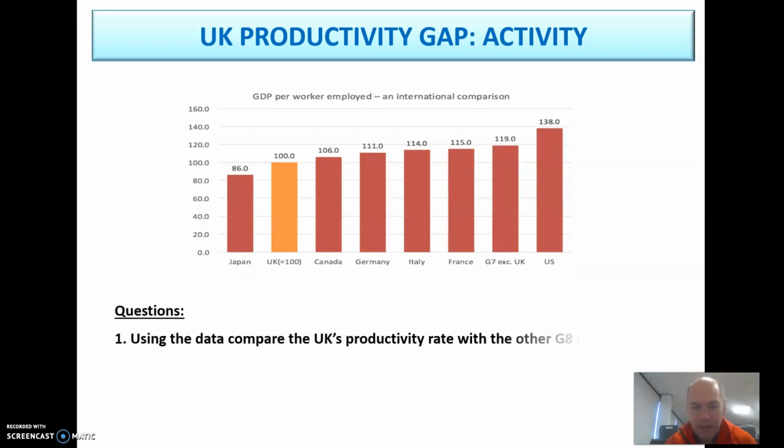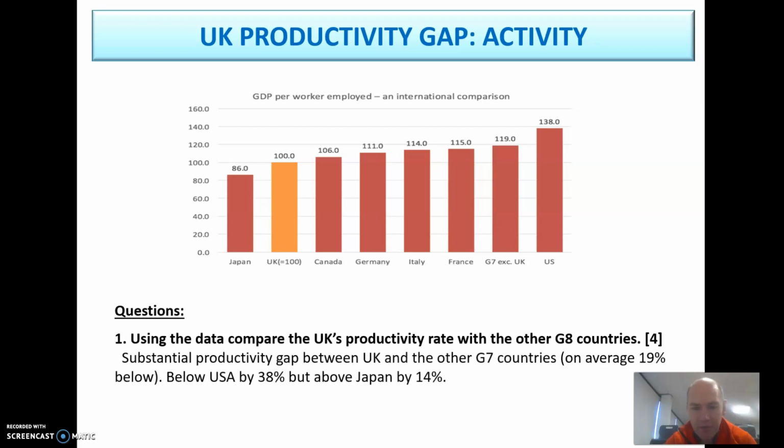Okay, I hope you guys have had enough time to have a go. What would you have made of this? Well, there's a significant productivity gap between Britain and the other G7 countries, which you can get from this particular bar, on average 19%. We are below America by 38%, so 138 against the UK of an index 100, but above Japan by 14%.